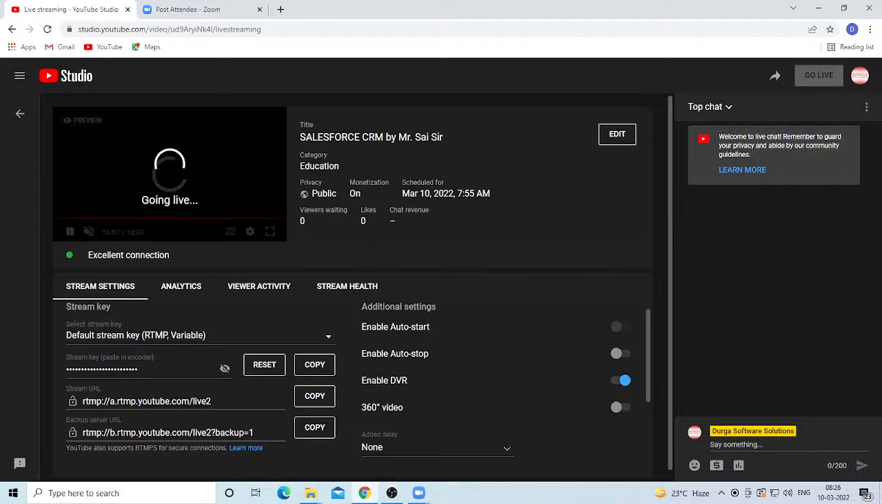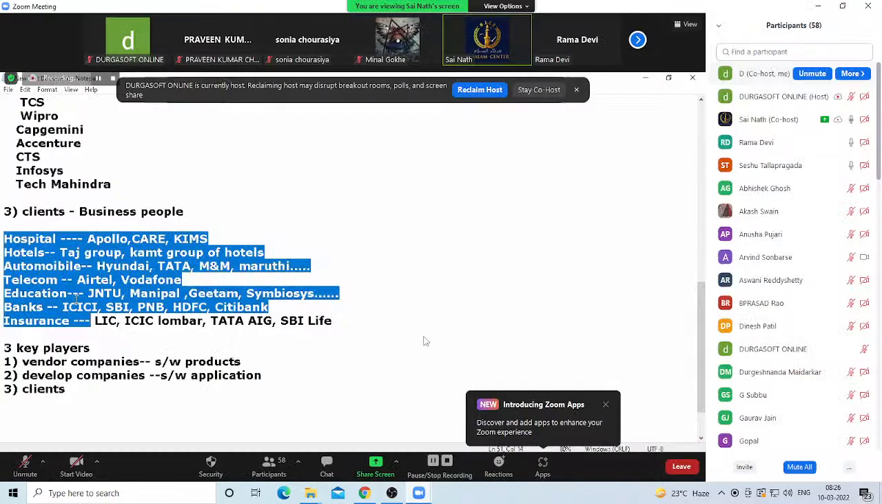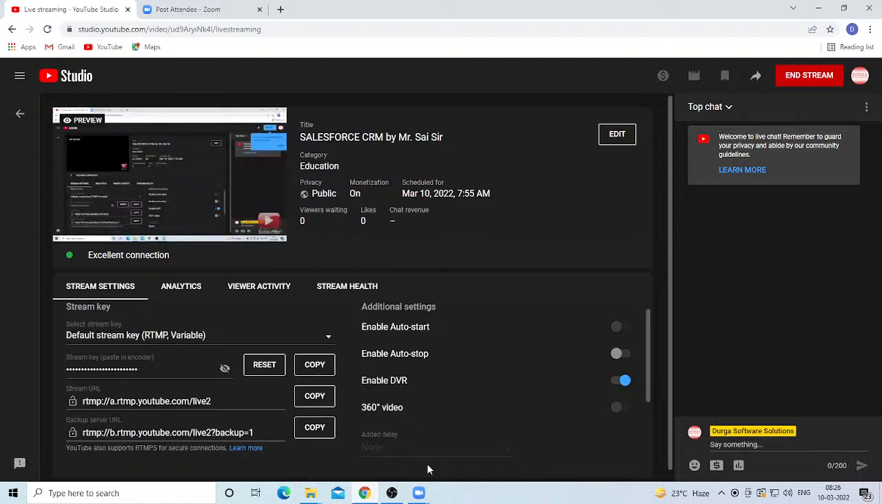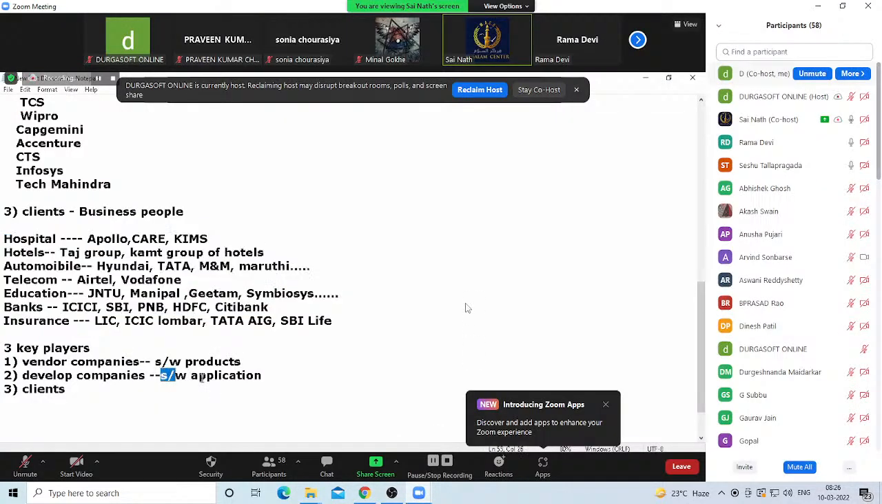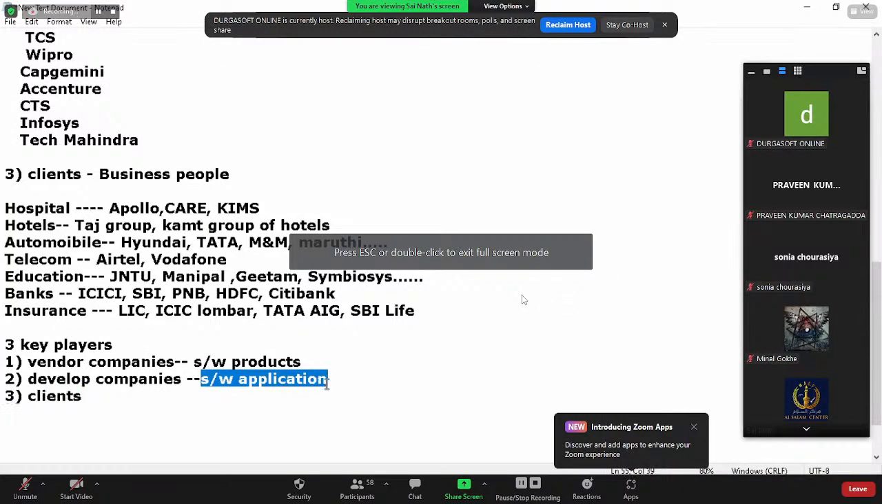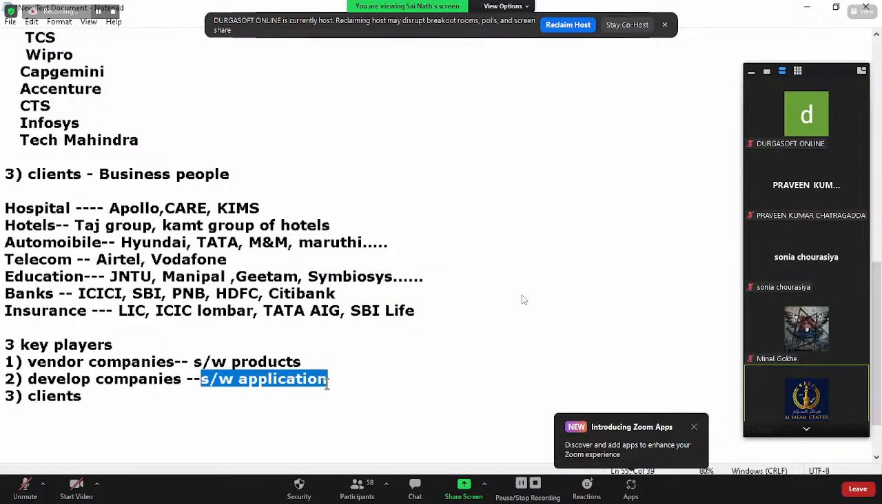But if you go 20-25 years back, these people did not use what? Software applications in their business. Yes or no? Yes. But today, if you go to any hospital, any hotel, any bank, any insurance company, wherever you go, they use software applications in their business. We can see systems, software applications, wherever you go. Yes or no? Yes.